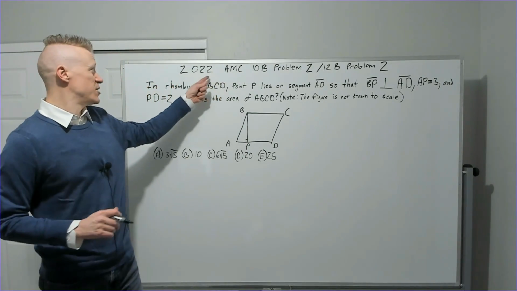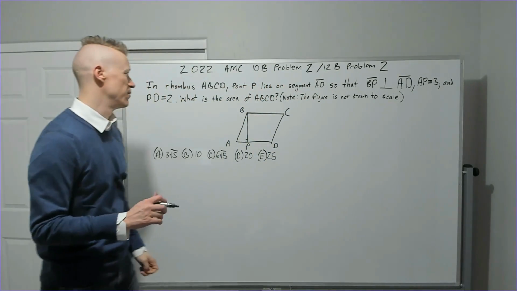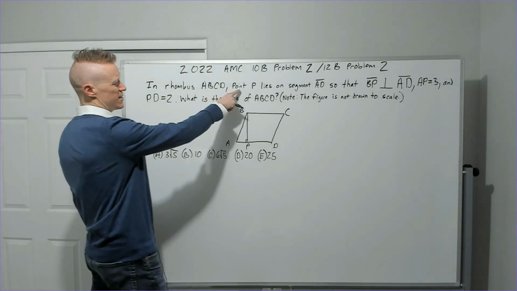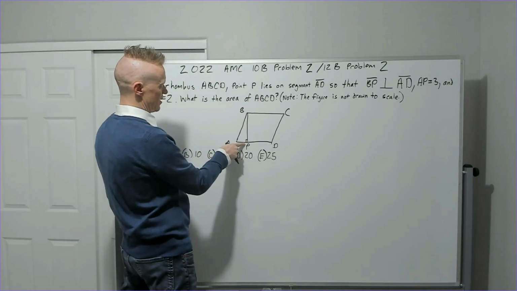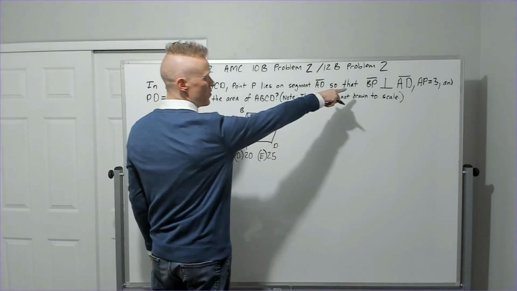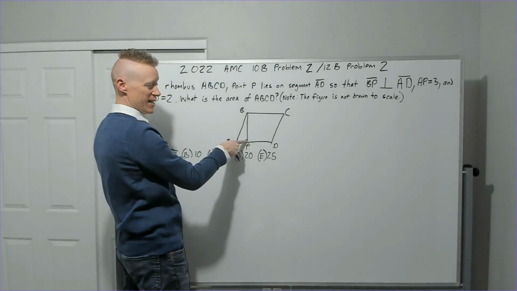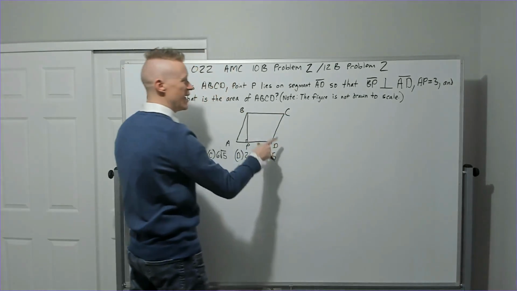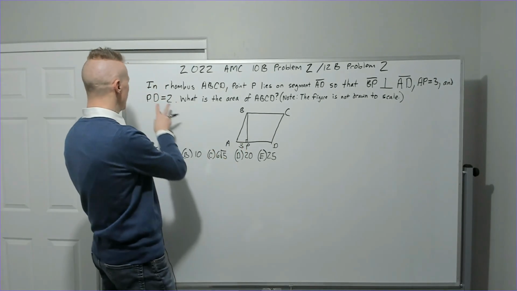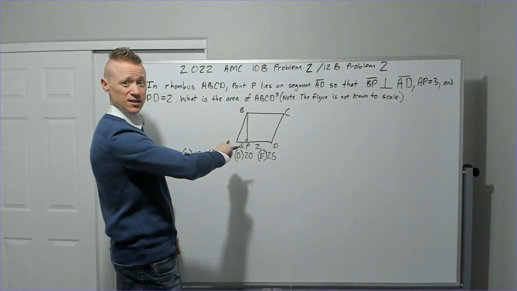Continuing now with the 2022 10B problem 2, also the 12B problem 2. They aligned for the first two problems. In rhombus ABCD, point P down here lies on segment AD, as you can see, so that segment BP is perpendicular to AD, meets it at 90 degrees. AP is equal to 3. We'll go ahead and label as we read. PD is equal to 2. What is the area of the rhombus?